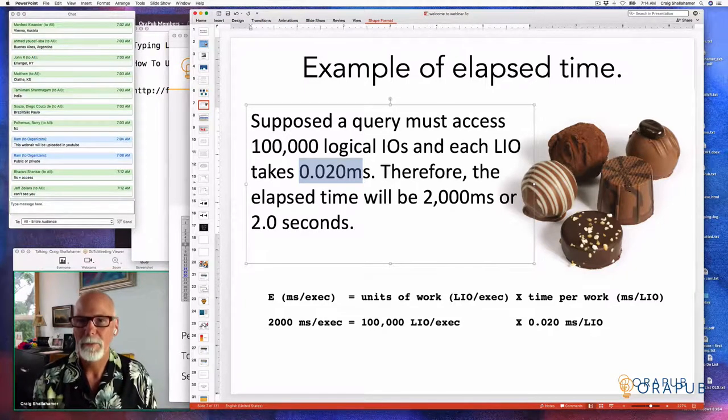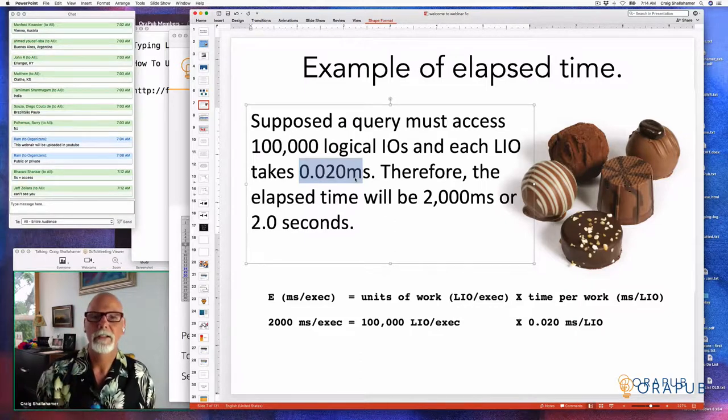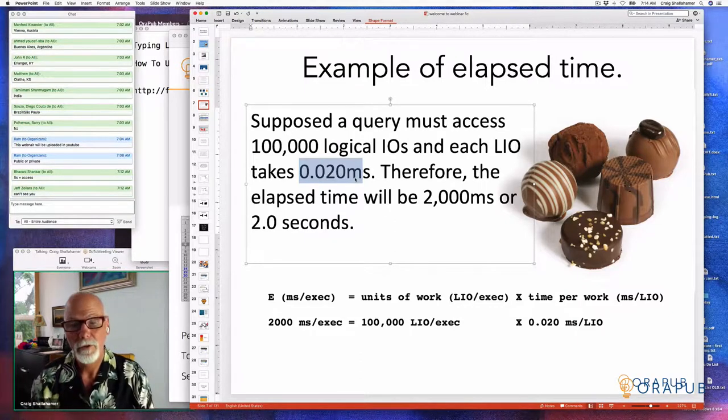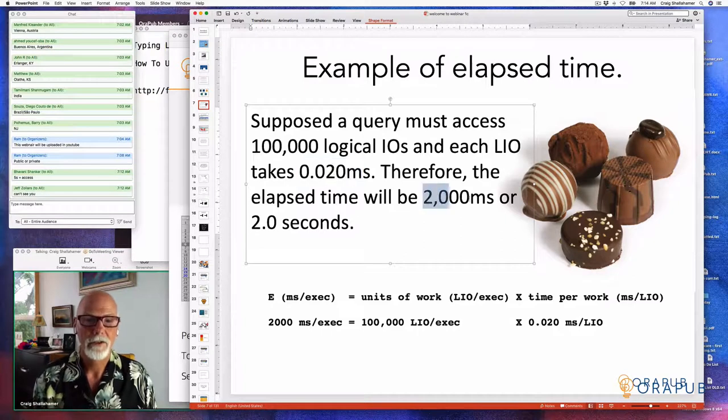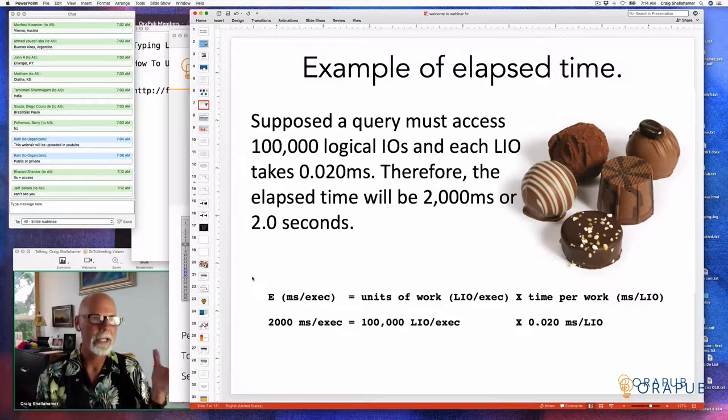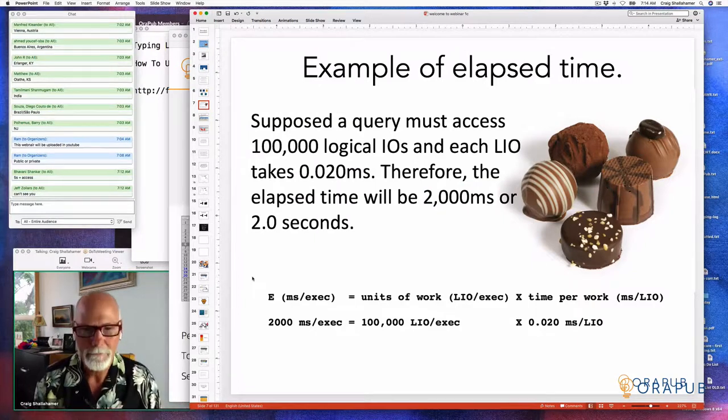Well, you simply multiply the 100,000 by the 0.02 milliseconds, just like the 5 multiplied by the 1 second for each piece of candy. Therefore, the elapsed time is going to be 2,000 milliseconds, or 2 seconds. Of course, that makes sense, right? But this is where it gets a little weird, because there are really three things, including parallelism, but we're not going to talk about parallelism.